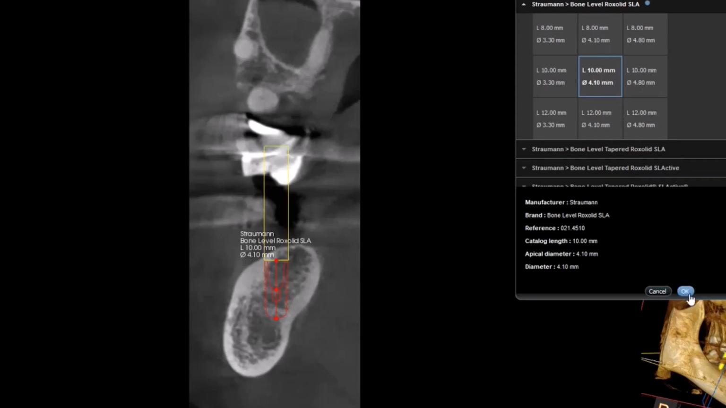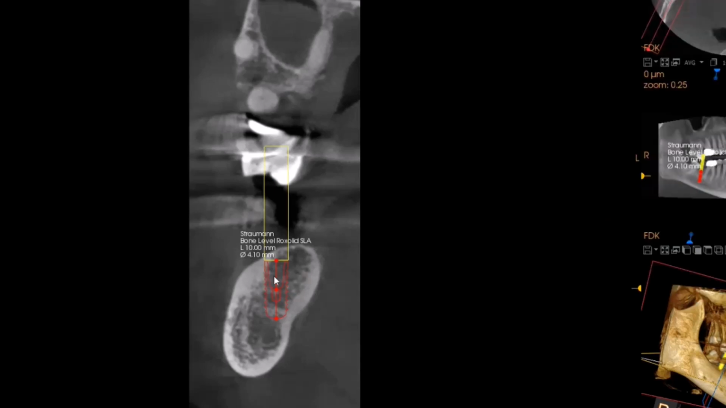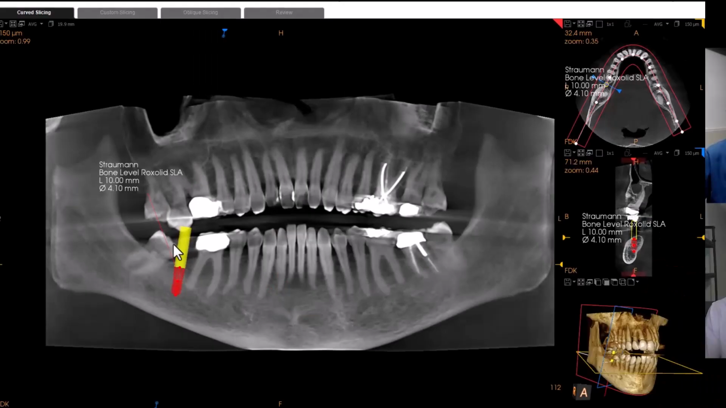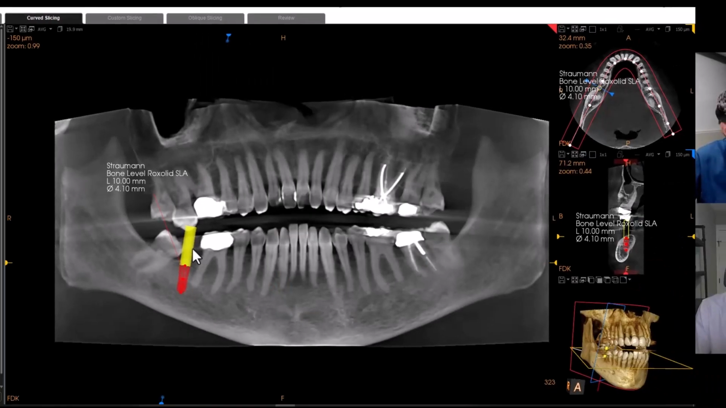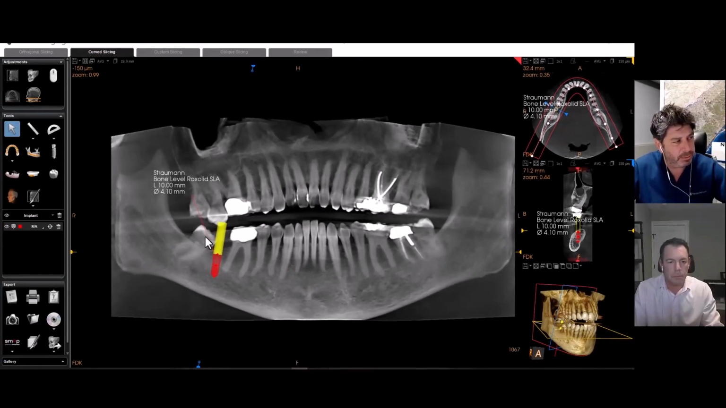But basically what I'm trying to do here is put in an implant that's the appropriate size, that will emerge either to the central fossa or just palatal to the central fossa of the opposing tooth. And you see, if you place the implant where it belongs, you can place a crown with an appropriate mesiodistal relationship.